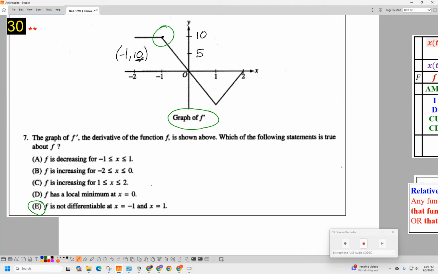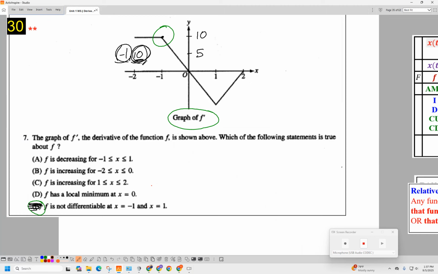So this one is a false statement. F is differentiable. We in fact know the slope of f at x equal negative 1. The slope of f would have to be 10 if our scale is correct. Questions?